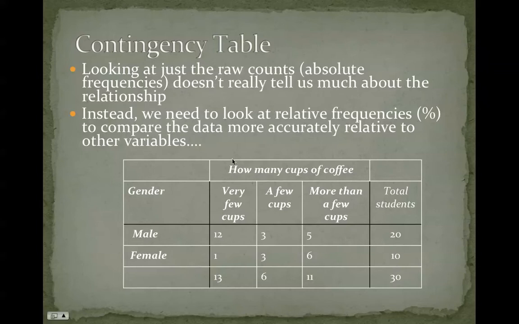And so what you really need to do is something called a relative frequency. When I said I needed to compare them, I really need to make a relative comparison between, say, 12 and this 3 and this 5. Now, this 12 is a lot bigger than this 3 and 5, but is it different necessarily relative to the categories? And that's what we're going to do next.